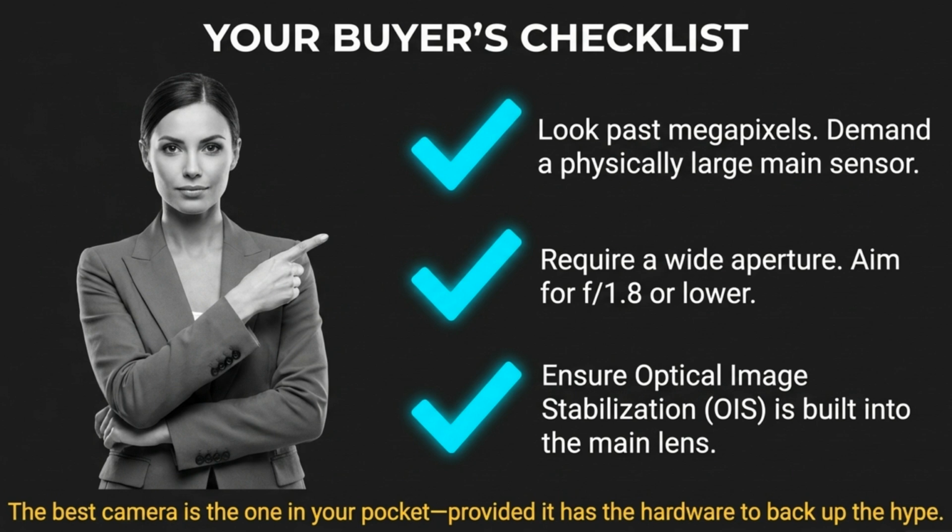Look past megapixels and demand a physically large main sensor. Require a wide aperture, aiming for f/1.8 or lower. And ensure optical image stabilization is built into the main lens. The best camera is the one in your pocket, provided it has the hardware to back up the hype.